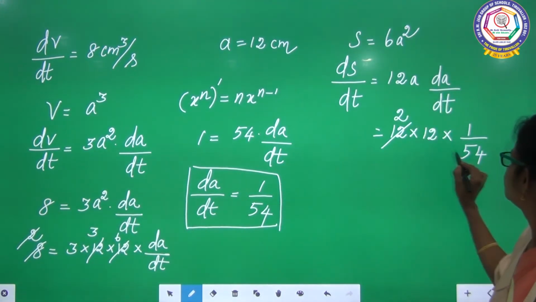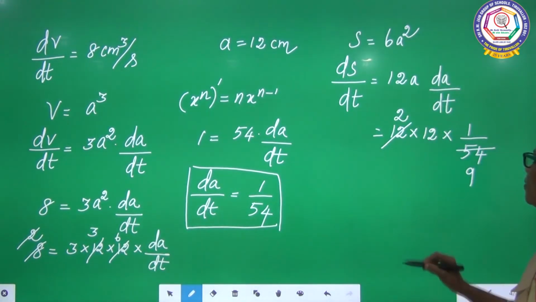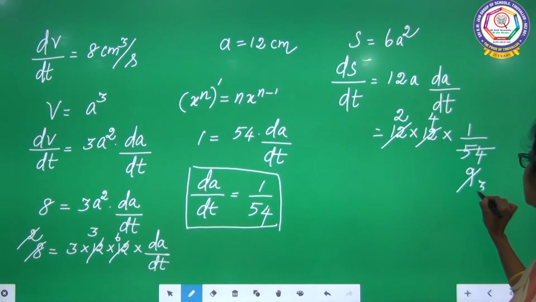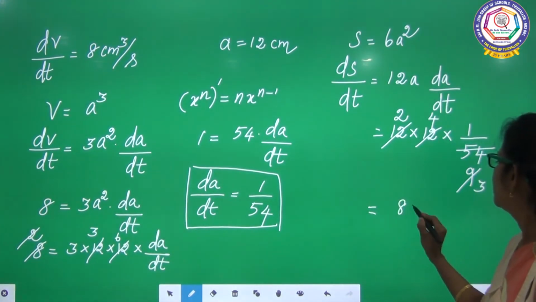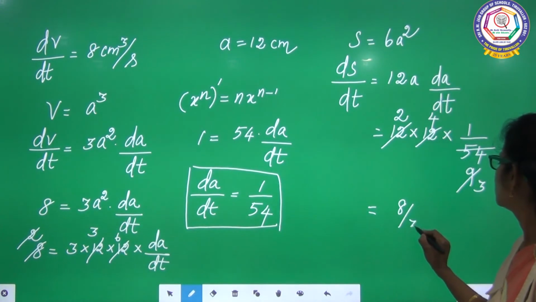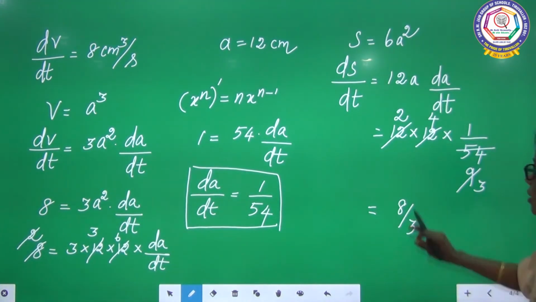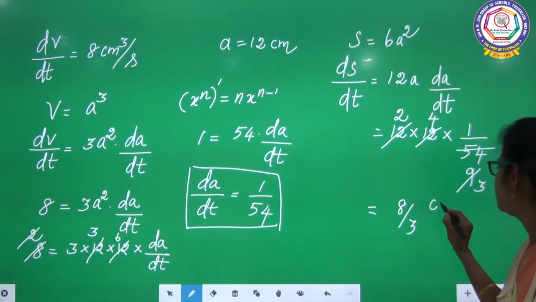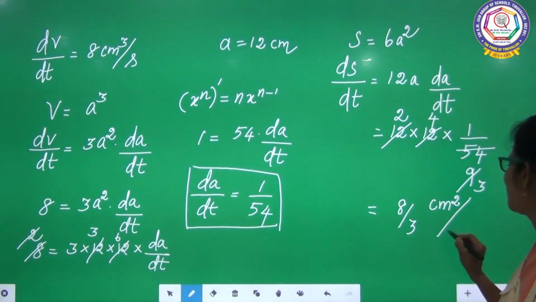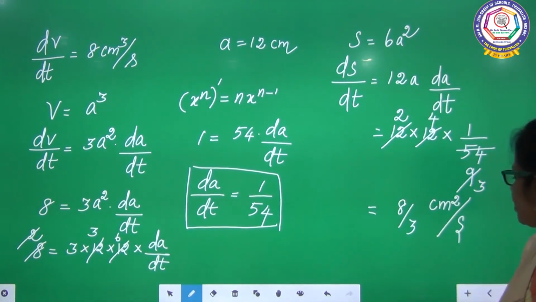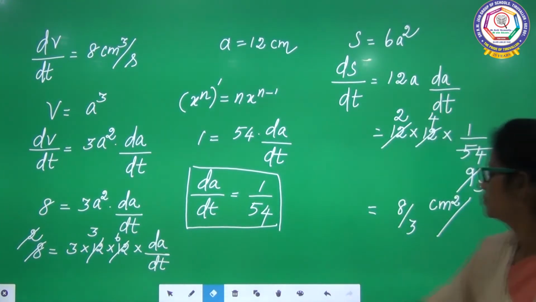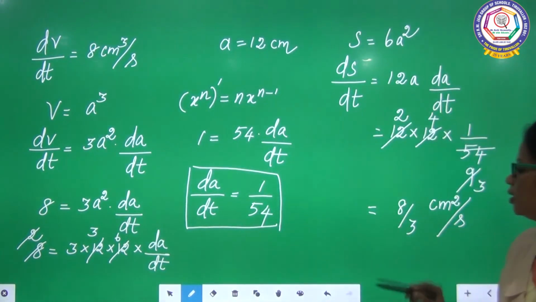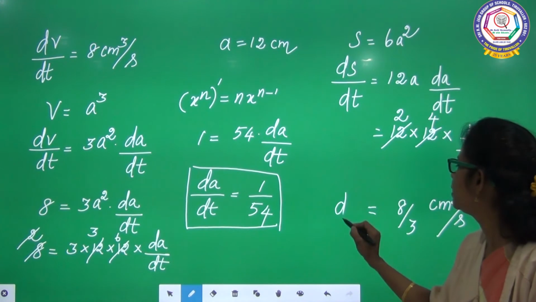Now 6 2s are 12, 6 9s are 54, then 3 4s are 12, 3 3s are 9. What do you arrive at in the end? 8 by 3. Surface area, so what unit do you want to write? Centimeter square per second, because volume is given as centimeter cube.